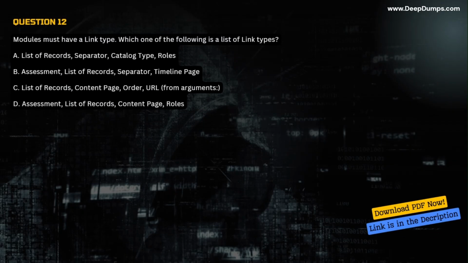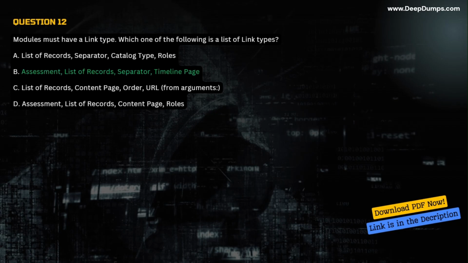Question 12. Modules must have a link type. Which one of the following is a list of link types? A. List of records, separator, catalog type, roles. B. Assessment, list of records, separator, timeline page. C. List of records, content page, order, URL, from arguments. D. Assessment, list of records, content page, roles.